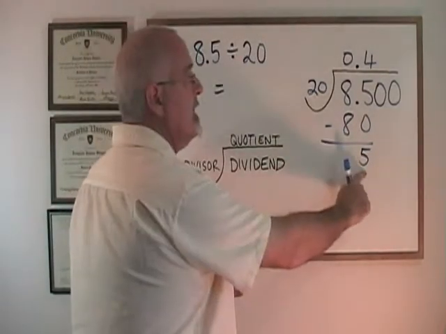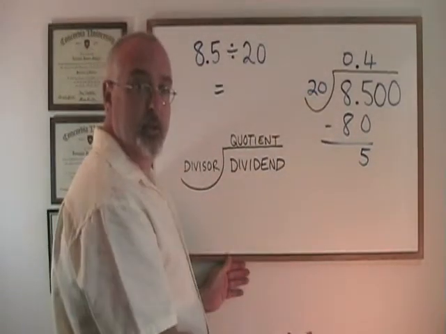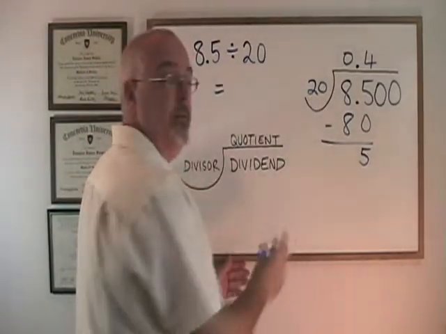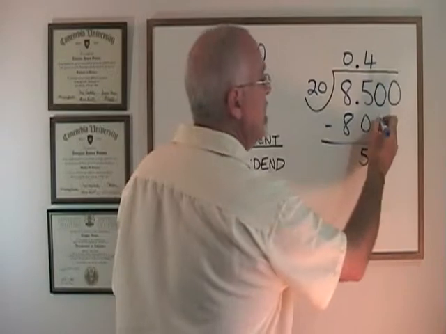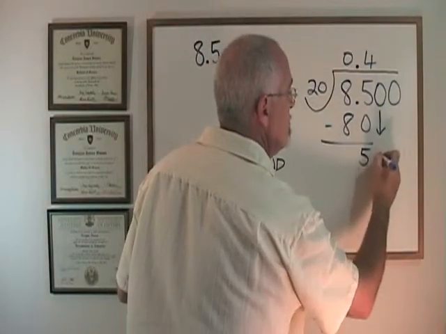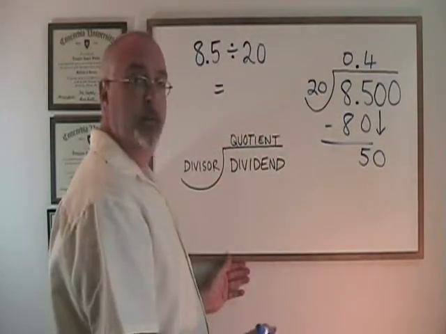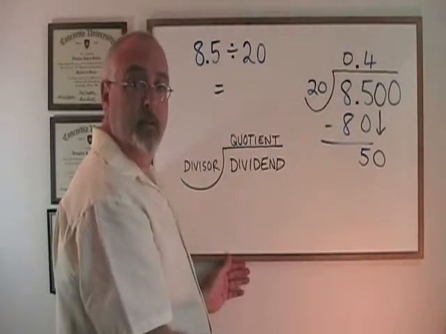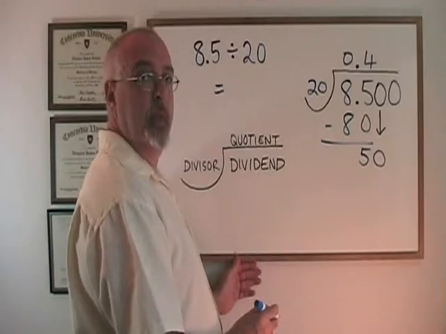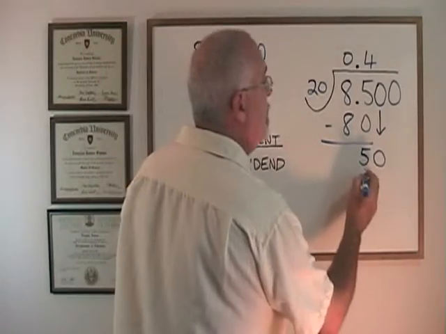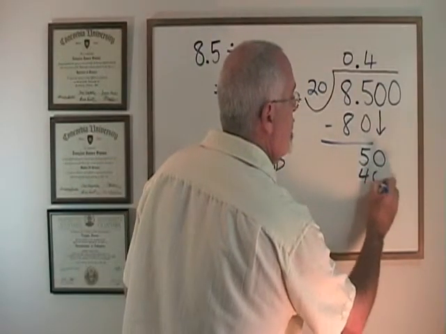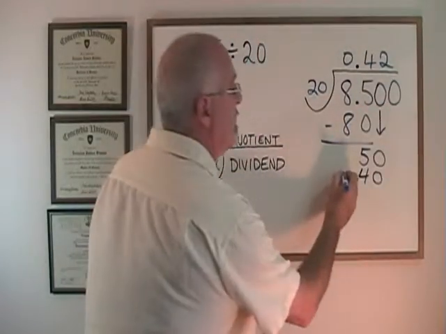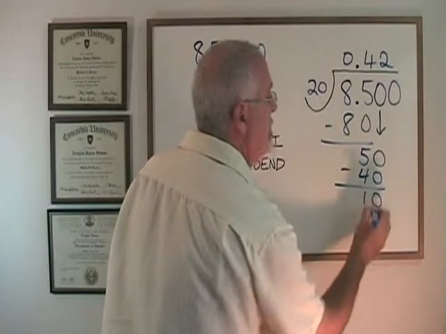And this number has to be smaller than my divisor. It is, so I can continue. I already know that 20 will not fit into 5, so I have to bring down another 0. I slide one of these zeros down, and this is now a 50. And I ask, does 20 fit into 50? Yes, twice with some left over. 2 times 20 is 40, so I write 40 here, and I write the 2 here. I subtract, and I get 10.